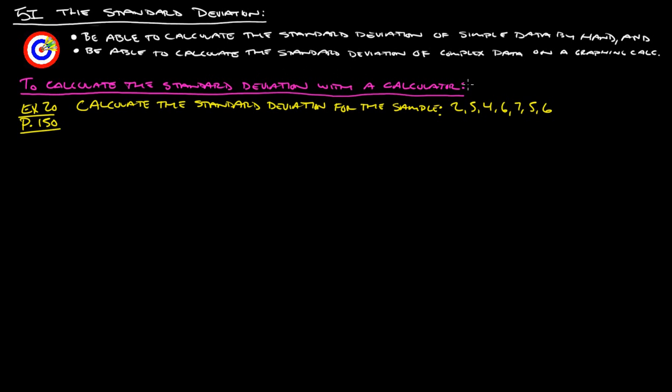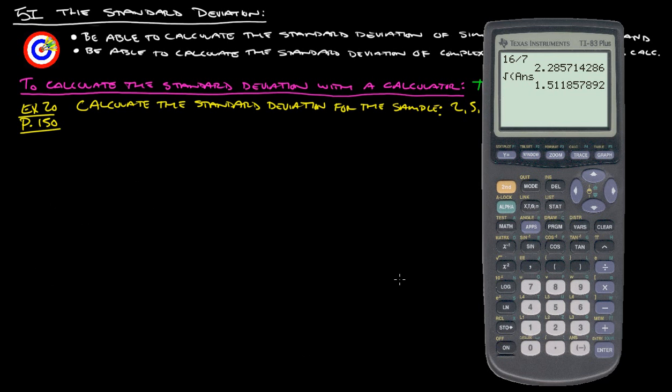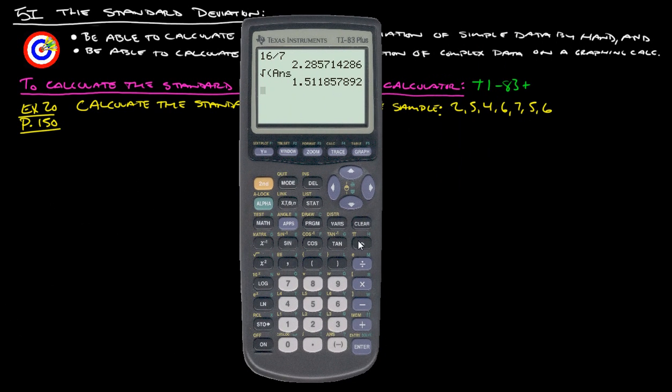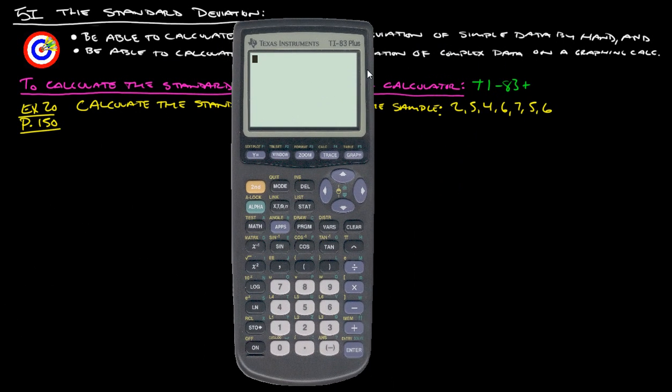Okay, so to calculate standard deviation with a calculator, in this case I've got the TI 83 plus. It's the same exact directions as the 82, the 84, the 84 Silver, and all that kind of stuff. So let's see what we can do with that. First thing we're going to do is pull up our calculator, and here's our sample. For the sample, 2, 5, 4, 6, 7, 5, and 6.